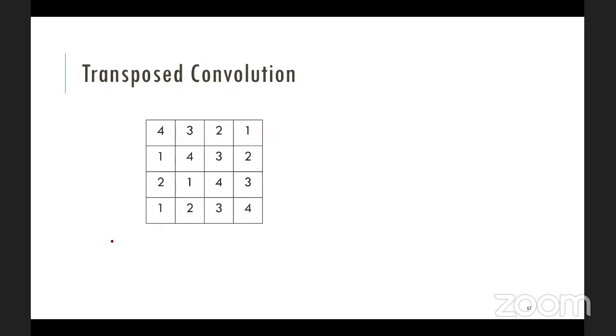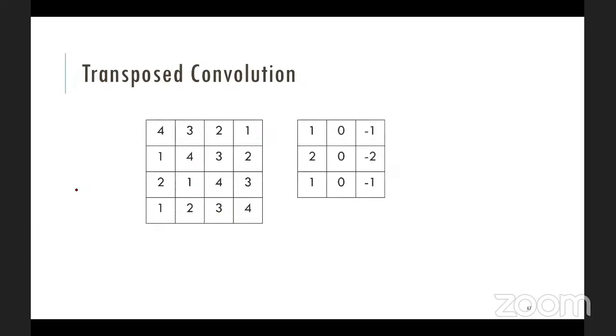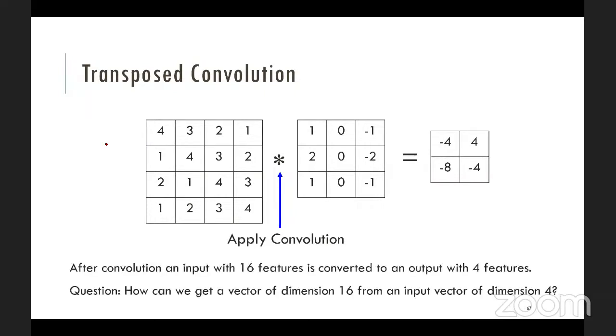Now see, this is a very important concept of transposed convolution. Let us say this is your picture and this is your filter, a 3x3 filter, right? Now when we apply convolution, what will happen? We will get this output. How do we get it? From a 4x4 picture, when we apply a 3x3 filter, we get an output of 2x2.